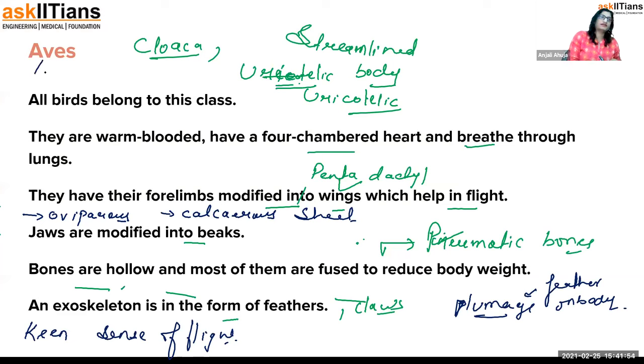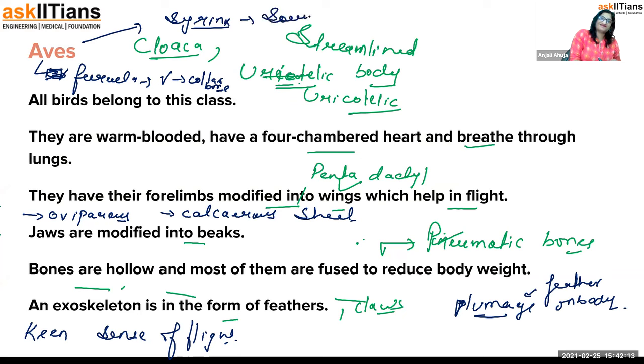I'm going to write it here. They have a V-bone. They have a furcula, which is a V-shaped collarbone. And their sound box is known as the syrinx. We do have the larynx, they have the syrinx. That's it.